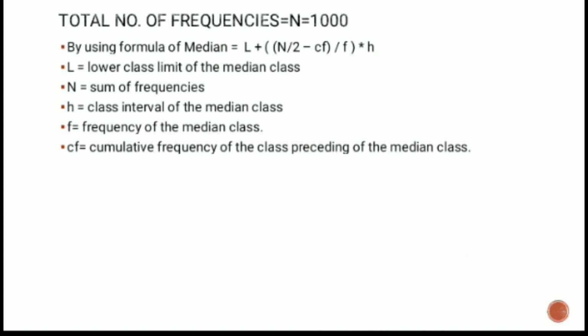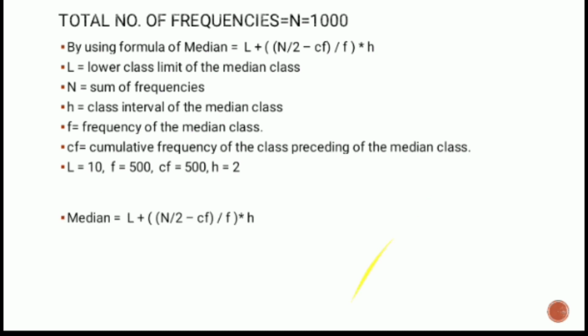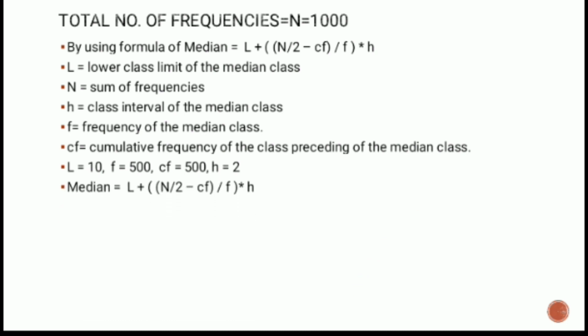Means we have to find out the frequency. The first step is the cf, our cumulative frequency. So L is 10, f is equal to 500, cf is also 500, and h is equal to 2. So how do I find out? Put all these values in the formula.